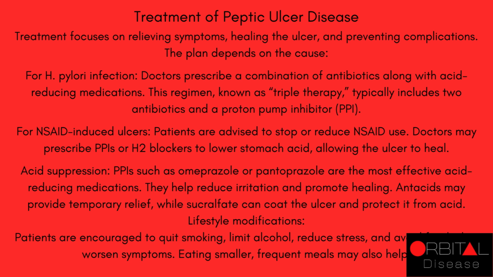Acid suppression. PPIs such as omeprazole or pantoprazole are the most effective acid-reducing medications. They help reduce irritation and promote healing. Antacids may provide temporary relief, while sucralfate can coat the ulcer and protect it from acid. Lifestyle modifications. Patients are encouraged to quit smoking, limit alcohol, reduce stress, and avoid foods that worsen symptoms. Eating smaller, frequent meals may also help.